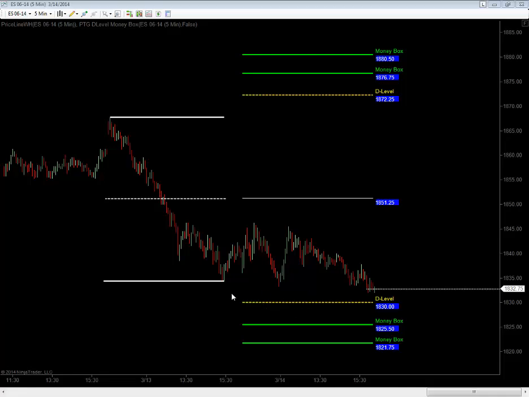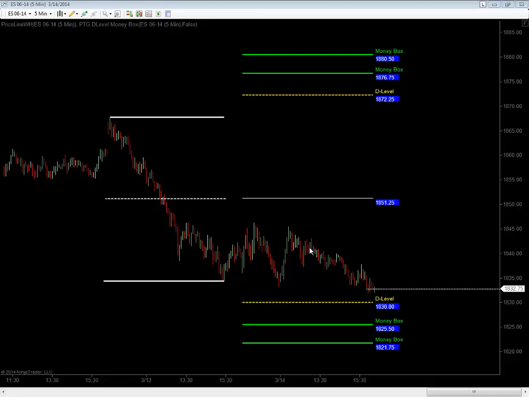And our membership knows exactly what this means when we look at the D level and look to take a trade from the D level. We look to take a trade from the money box zone. Now, also what you can do with this is, these paint at 9:30 a.m.